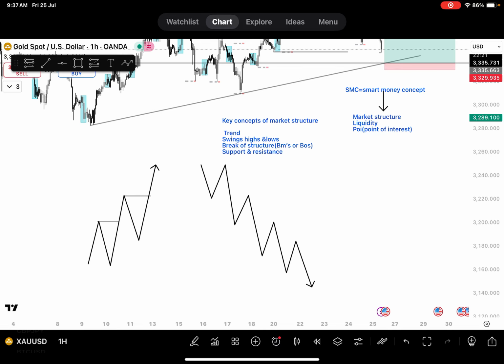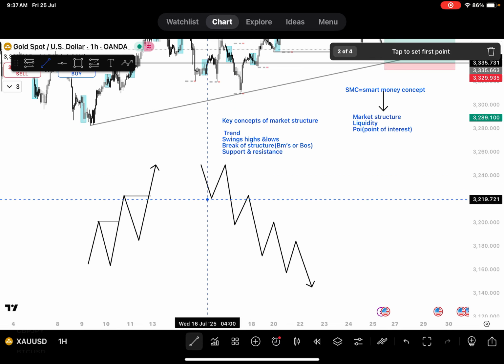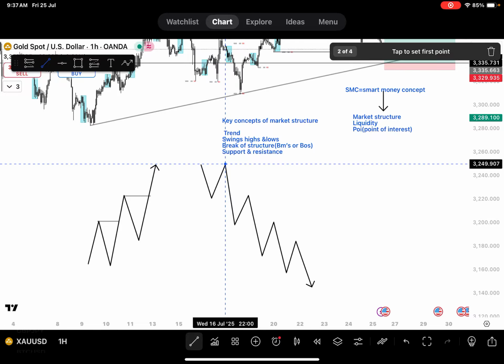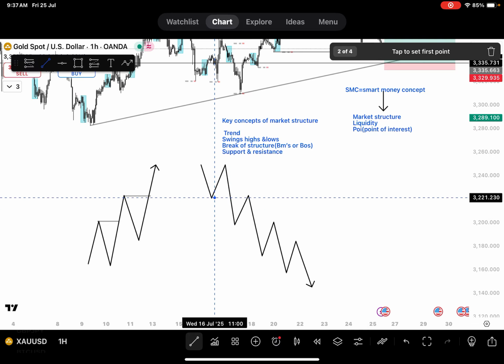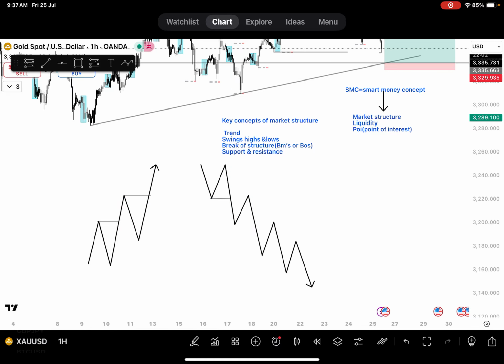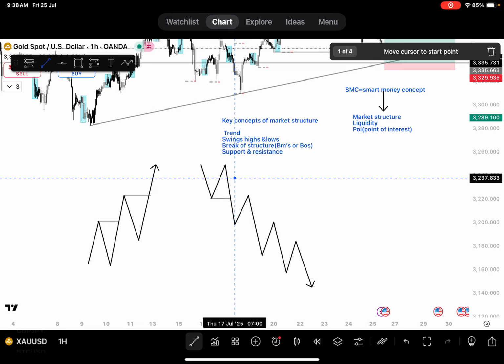You understand? Now, if you look at this, when the market comes down, it creates a lower low, goes up to create a lower high. And the market now comes down to break this lower low that was previously created to go down. This is what a break of market structure on a downward trend is. You understand? When the market, that is on the downward trend, moves past the lower low that was previously created, it's called a break of market structure on the downward trend.